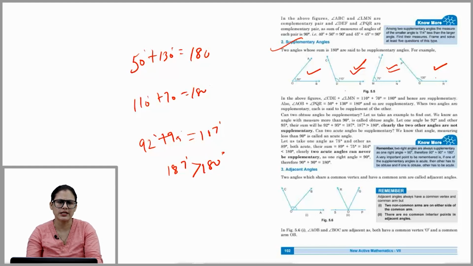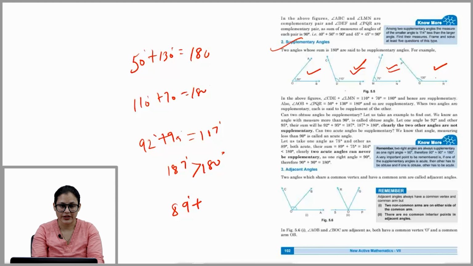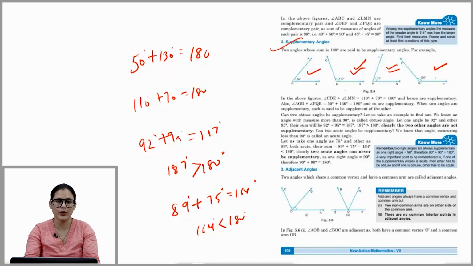Can two acute angles be supplementary? We know that an angle measuring less than 90 degrees is called an acute angle. So let us take one angle as 75 degrees and the other as 89 degrees. Both are acute, so let's add them up. 89 degrees plus 75 degrees is equal to 164, and 164 is less than 180 degrees. So clearly two acute angles can never be supplementary.